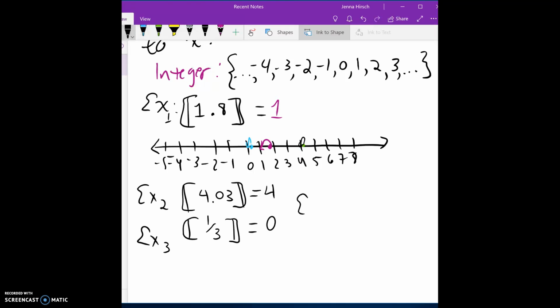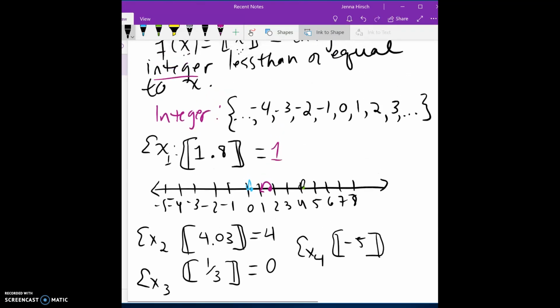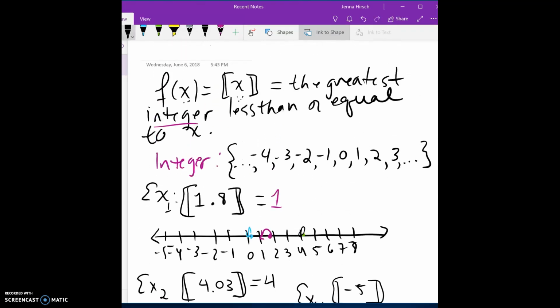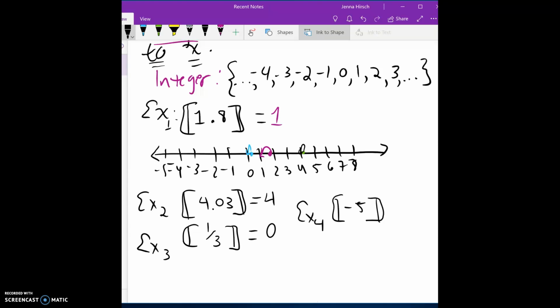Then let's try one more example, example 4. What if we input -5? Going back to the definition, it is the greatest integer that's less than or equal to x. So if we're at an integer, which we already are at -5, it's equal to it. So we get -5.